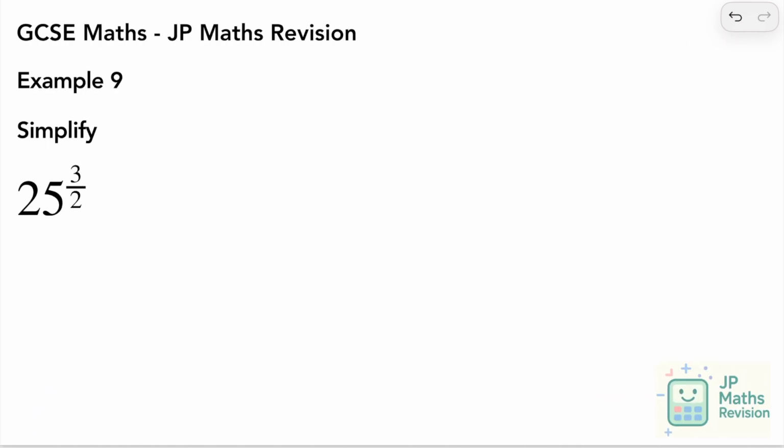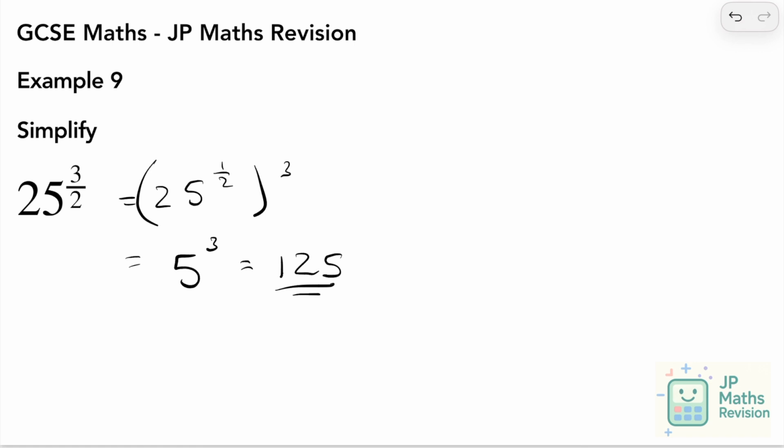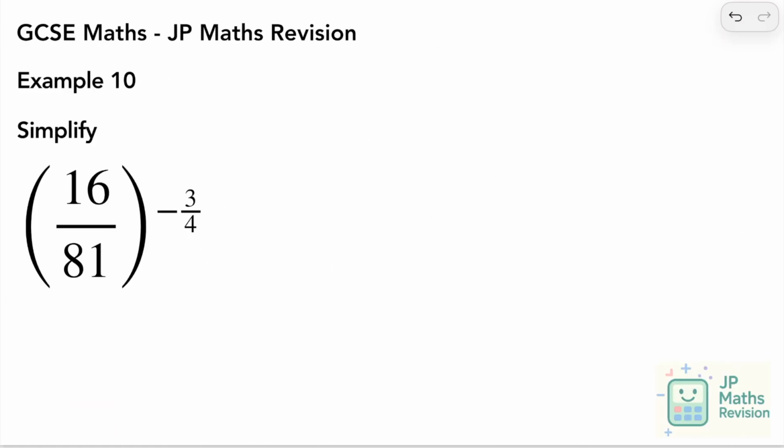This one, we have 25 to the power of 3 over 2. Now, this is a bit strange because we have that 3 as a numerator. We're not used to seeing this. But again, if you think about this, it's the same as having 25 to the 1 over 2 all cubed. So I'm going to start off by taking the square root of 25, because 25 to the 1 over 2 is the square root of 25. So that is 5. And then I'm going to cube my answer. So 5 times 5 times 5, that gives us 125.